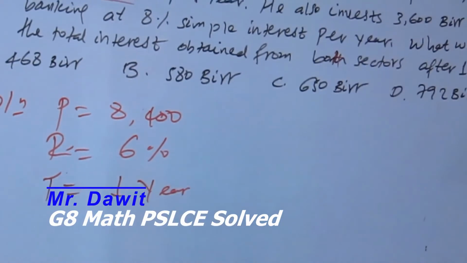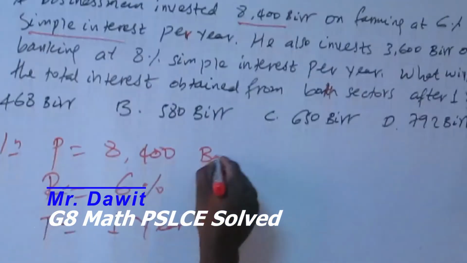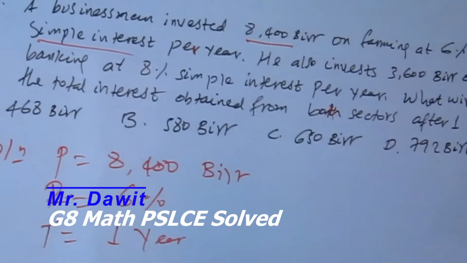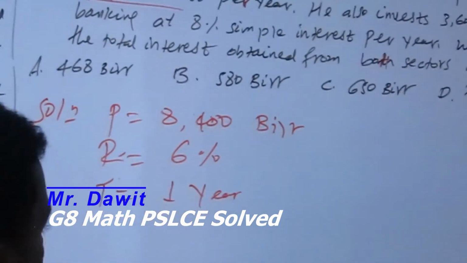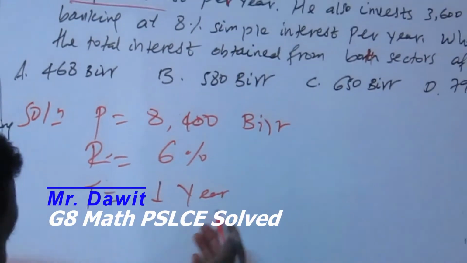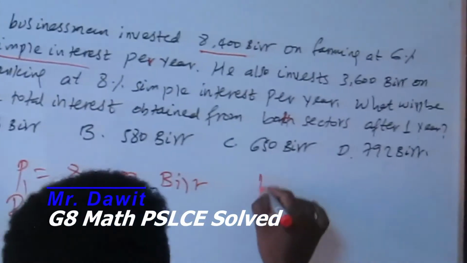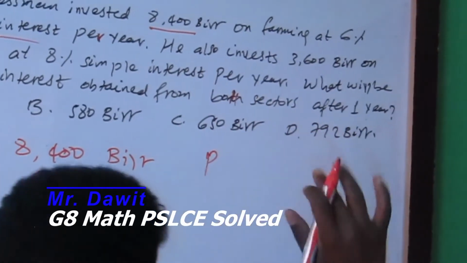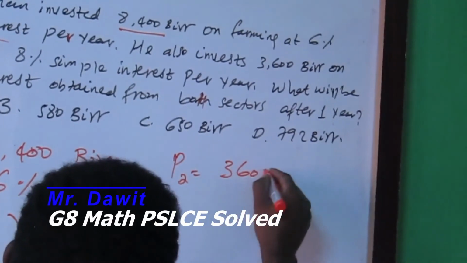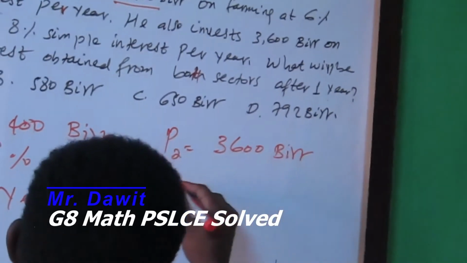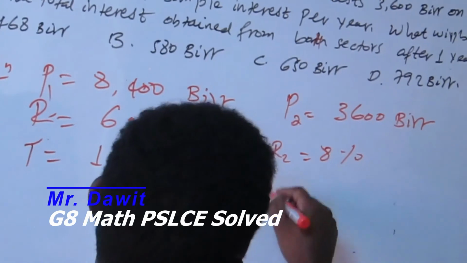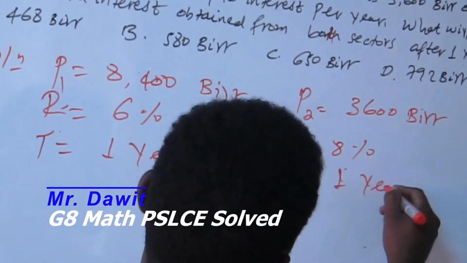Okay, year. By the way, the principal should be in terms of birr, the rate should be in terms of percent, and the time is in terms of year. If it is in terms of months, you have to change it into a year, or if it is in terms of days, you have to change it into a year form. So this is principal one. There is another principal, because he invested twice. The second investment, principal 2, is 3,600 birr, and the second rate is 8%, and the time is the same, 1 year.